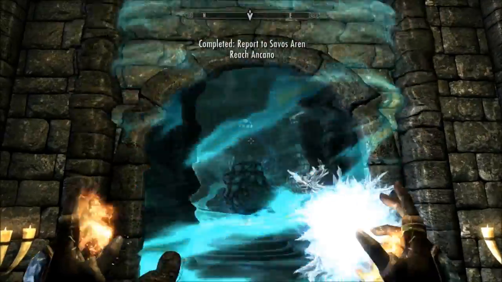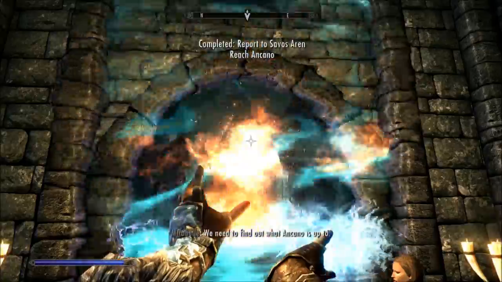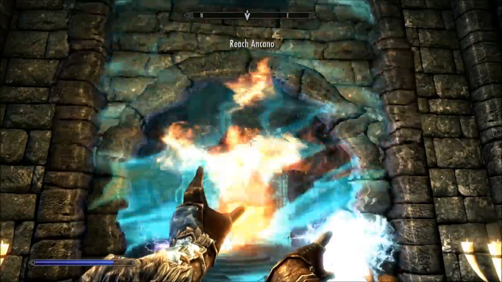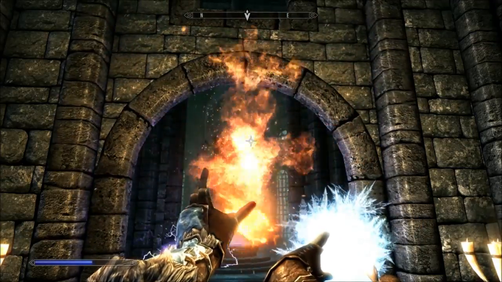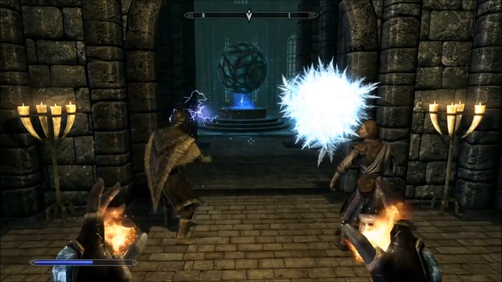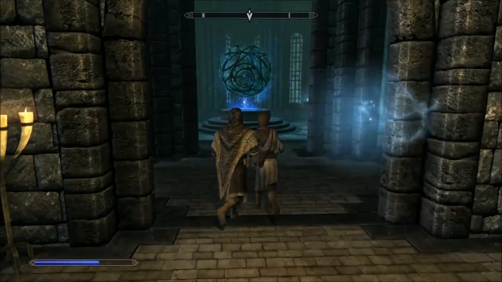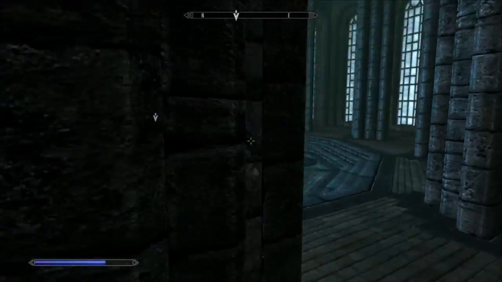And now these two NPCs are going to attack this, and you have to attack it as well. And you're like, swoosh, magic. Okay, and then they're going to run in here to confront Ancano.